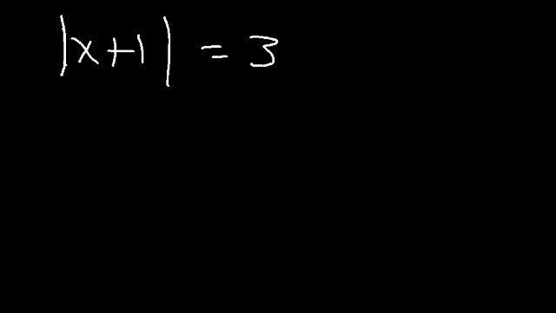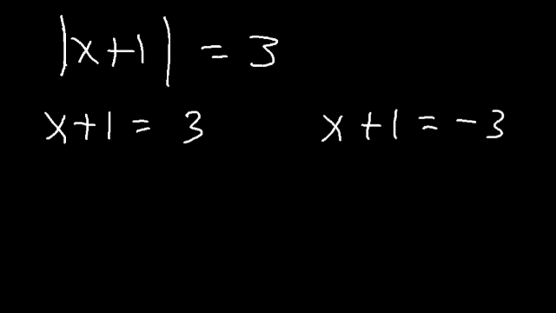Whenever you have an absolute value equation, you need to write two equations. x plus 1 can equal positive 3, and it can also equal negative 3, because the absolute value of 3 and negative 3 is the same, positive 3. So in the first equation, if you subtract 1 from both sides, the first answer is 2, and for the second one, negative 3 minus 1 is negative 4. So you get two answers for an absolute value equation.